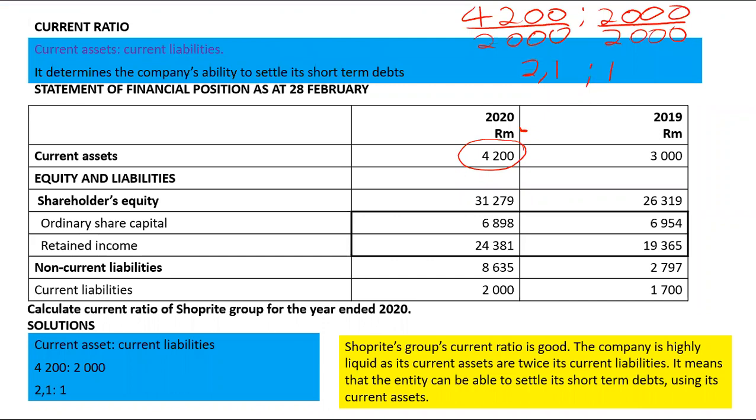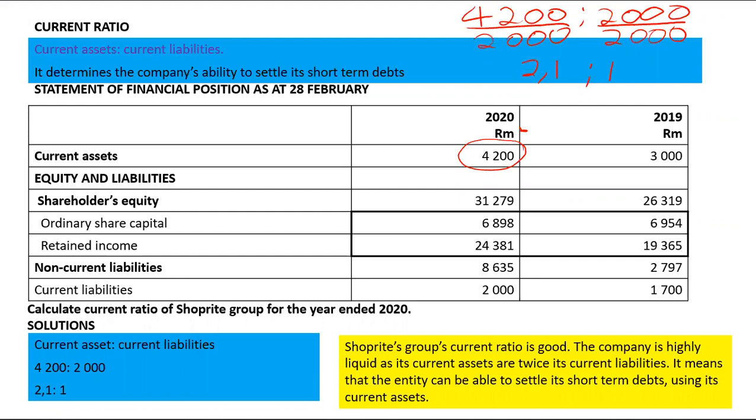As I've said, guys, the current ratio determines the company's ability to settle its short-term debts. I'm just going to come up with this example here. Let's say the current ratio is 0.5 is to 1. What can you say about that current ratio?